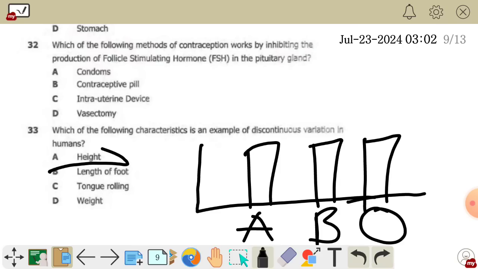But for height, we can have any number. You can have a height of 1 meter, 2 meters, and in between you can have 1.2 meters, 1.3. So we do not have completely discrete groups. Okay, but here the correct answer is tongue rolling, which is a discontinuous variation.